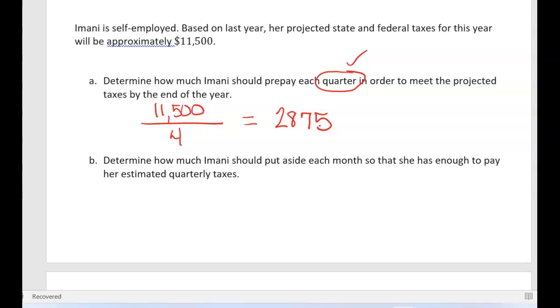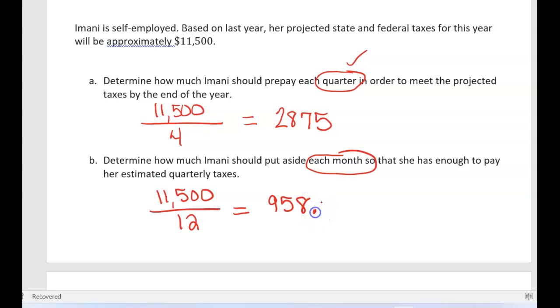Now, very similar question for the second part. Let's say Amani says, okay, I can't do that much each quarter, so how much could I put aside each month? So same exact price amount, but this time I'm going to divide it by 12 because there are 12 months in a year. And we end up with $958.33 each month I'd have to put away so I could prepay those taxes.